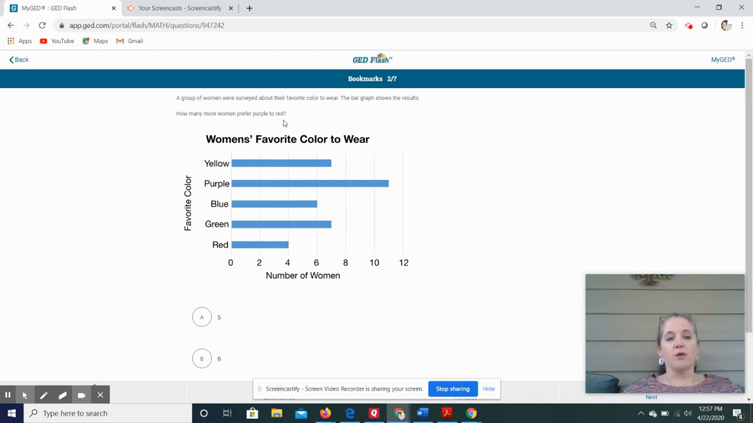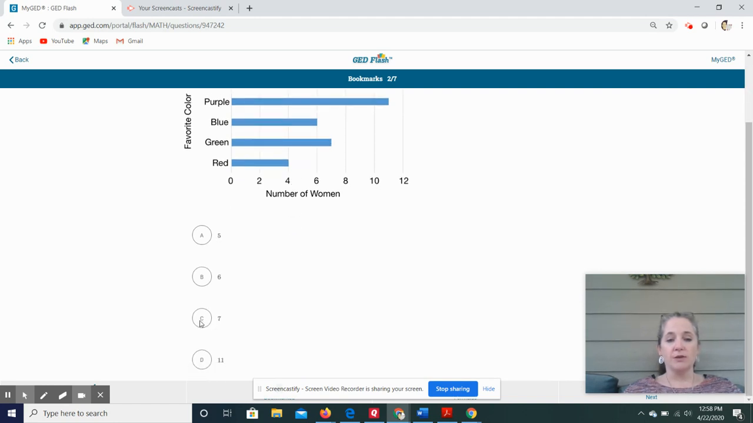How many women prefer purple to red? So you're comparing the number of women who like purple to the number who like red. So how many like purple? We go out from here. That's 11. How many like red? We go out to here, and that's 4. And since it says how many more, okay, what do y'all think we would do? We would need to subtract those two numbers. So 11 minus 4 is 7. So 7 more women prefer purple to red.